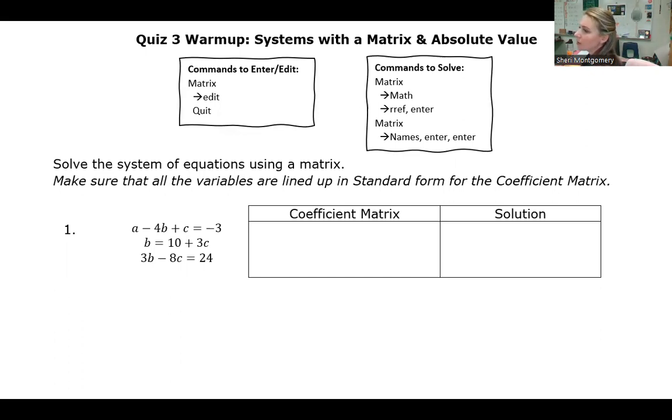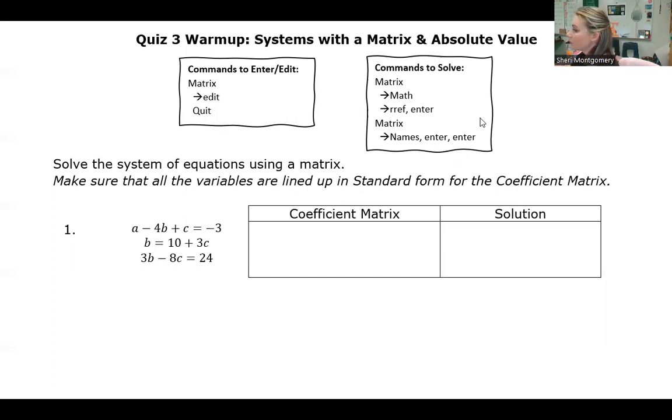So the commands for the matrix are up here at the top to help you. To enter the matrix, we have to press matrix, then edit. So we'll arrow over twice and then press quit. To solve, we press matrix, go to math, arrow over, and go down to RREF. Press enter, then press matrix, enter, enter, enter.